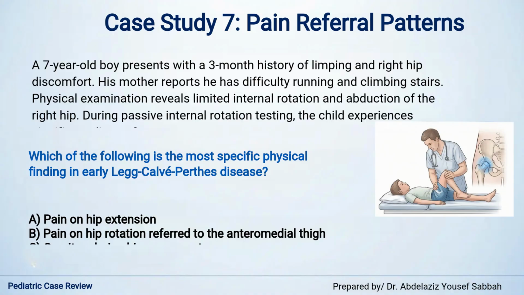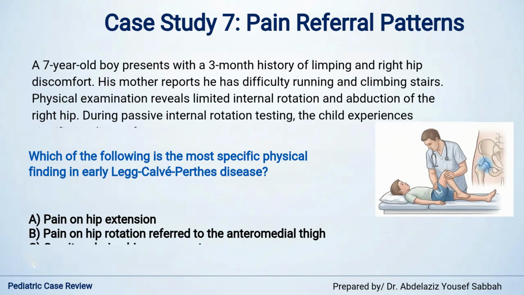Case Study 7. Pain referral patterns. A 7-year-old boy presents with a 3-month history of limping and right hip discomfort. His mother reports he has difficulty running and climbing stairs. Physical examination reveals limited internal rotation and abduction of the right hip. During passive internal rotation testing, the child experiences significant discomfort.